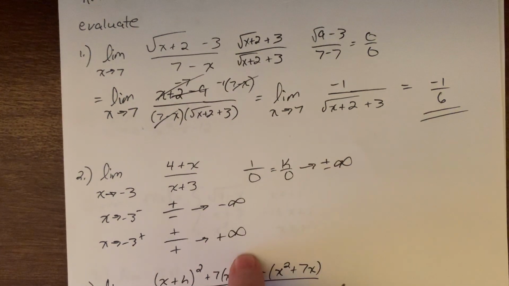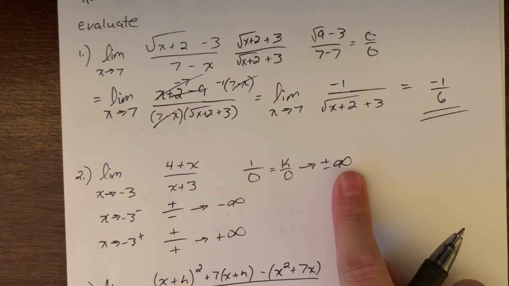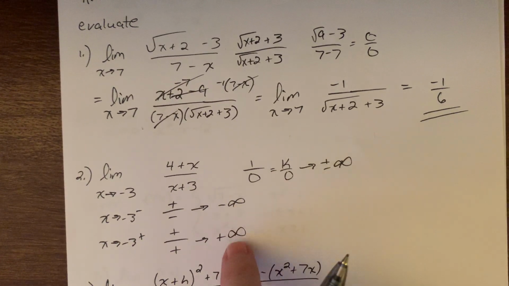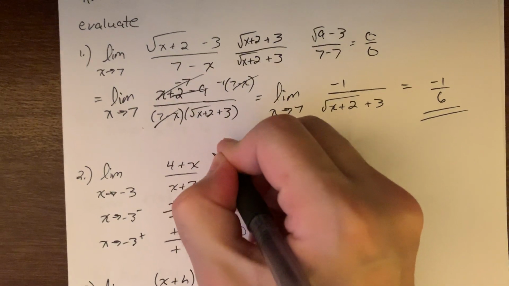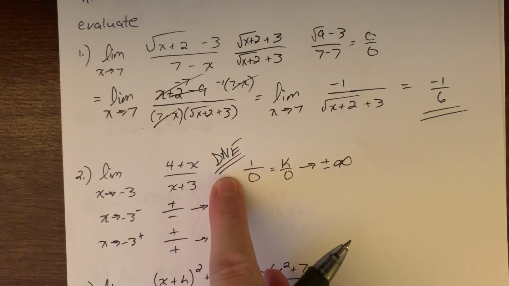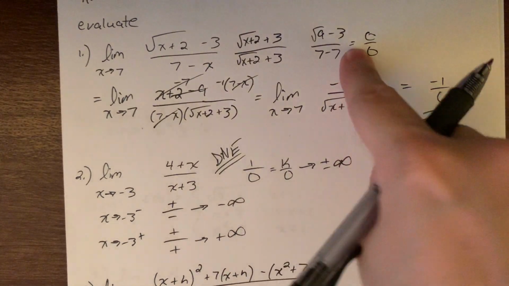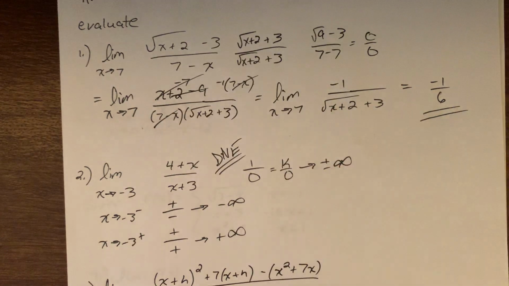These are not the same infinity. That's why we had to do all this work. Otherwise, we would have just left this as our answer. And the fact that we're not getting the same infinity, the final answer to number 2 is does not exist. From the left, we're shooting down forever. From the right, we're shooting up forever, but we're not going to the same spot.